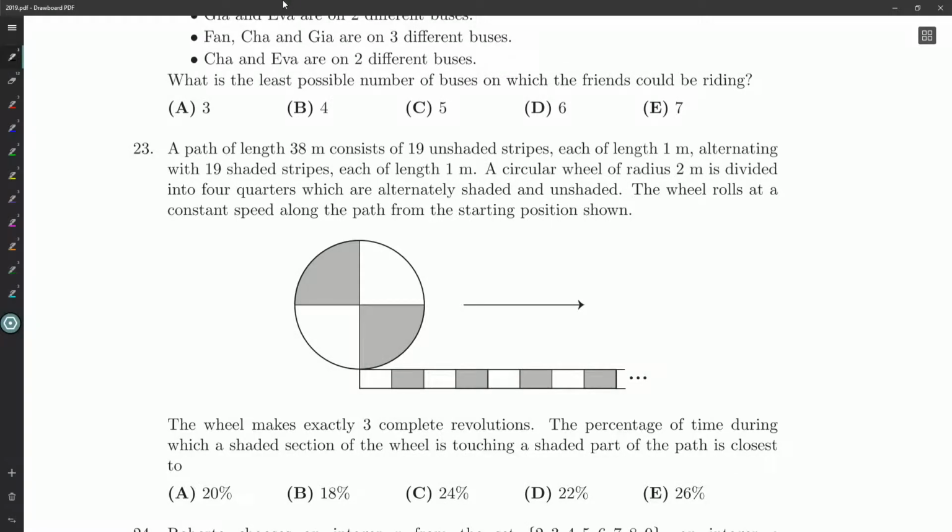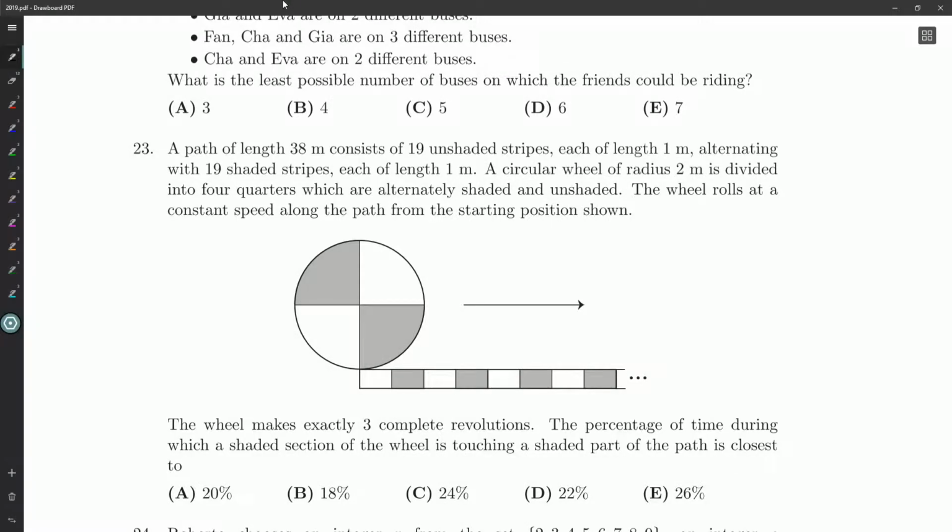Root Beer here, and I'm in the middle of part C of the 2019 Cayley paper. We're halfway through. We've got question 23. That's what we're going to be looking at in this video. So we've already done 2 in part C. We'll have 2 more to go after this video. So what have we got for question 23?